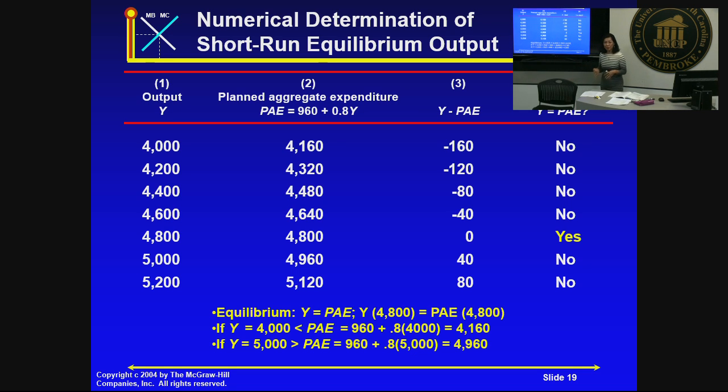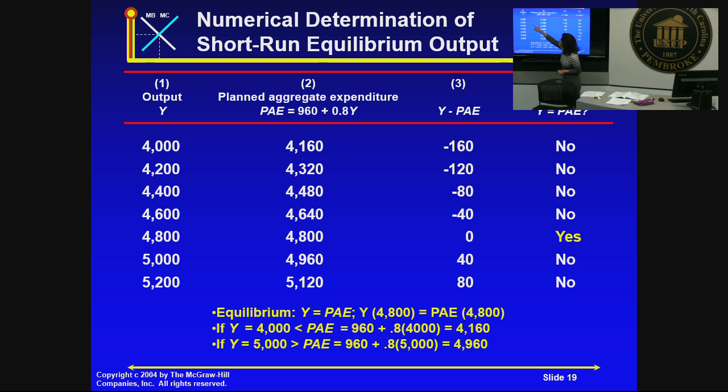So the textbook does give you some kind of range there, but it doesn't tell you how far you could jump, how fast. So I'm telling you now, 100 is acceptable. Anything higher than that, you've missed. Okay, so right here is your PAE equation, which is 960 plus 0.8y.